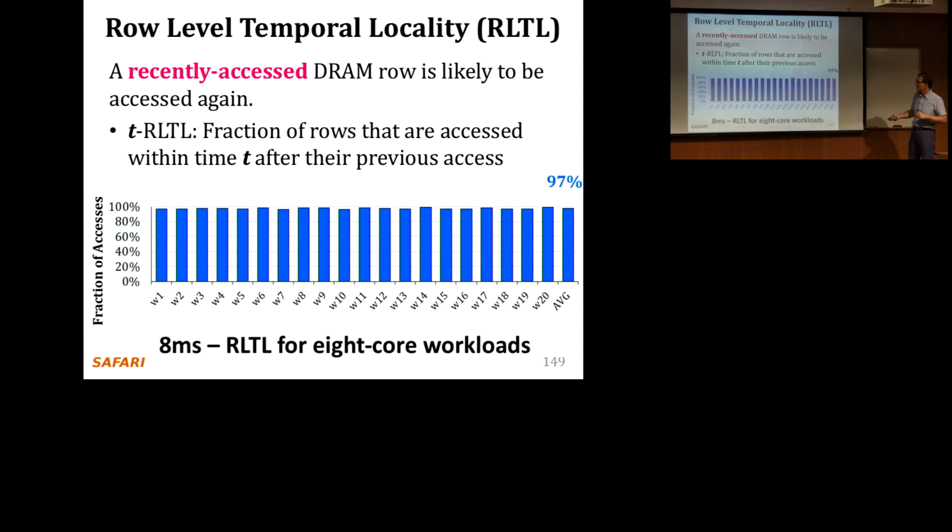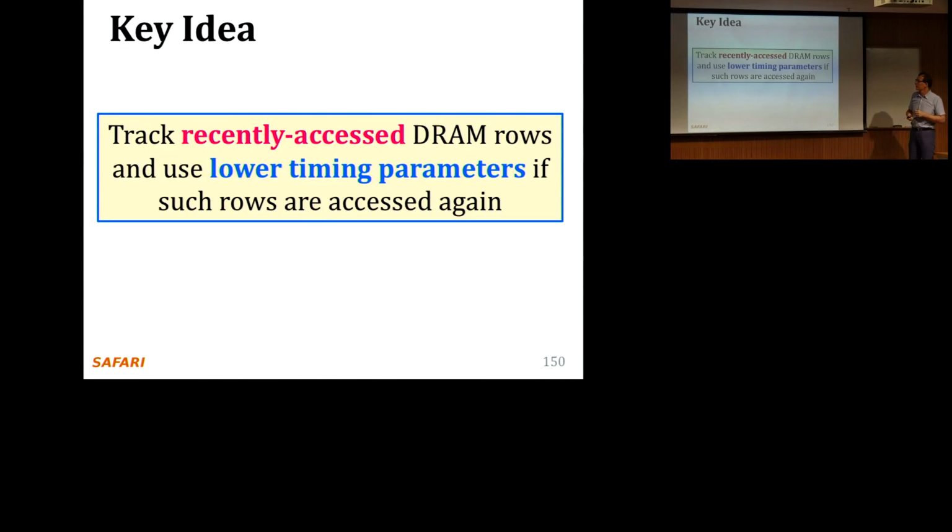And this becomes higher if you actually have a lot of contention in the memory system. Basically, if you have 8-core workloads, they're all banging on the memory bus. They're all having bank conflicts with each other. So the probability of accessing a row within 8 milliseconds after its previous access is 97%, assuming you access the row again. If you don't access the row again, then of course this doesn't contribute over here. That's why this number is very high. So there's very high row-level temporal locality.